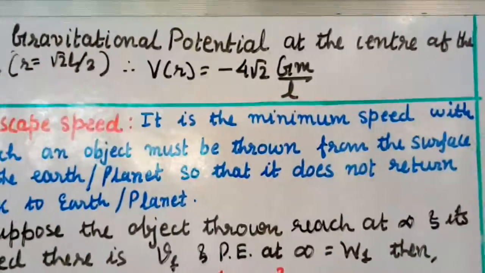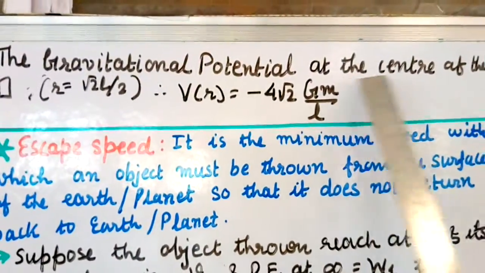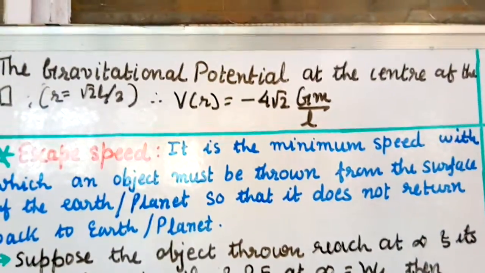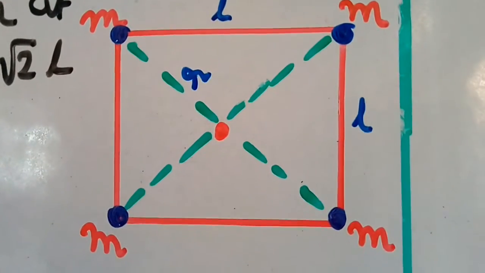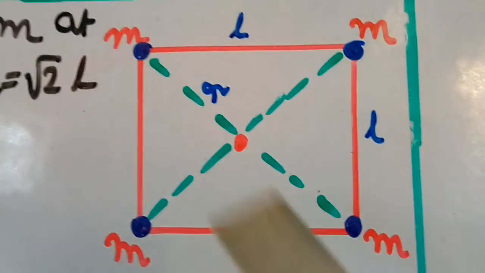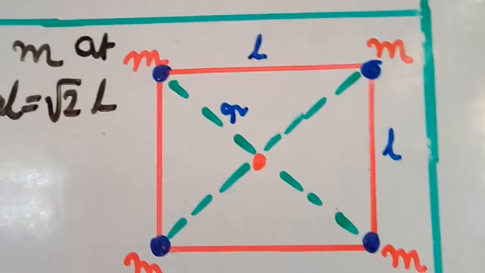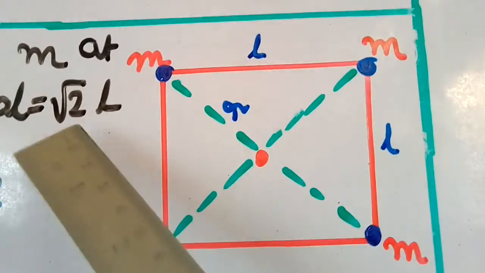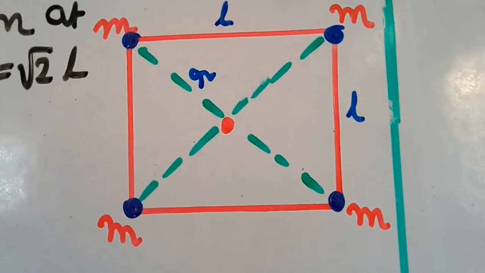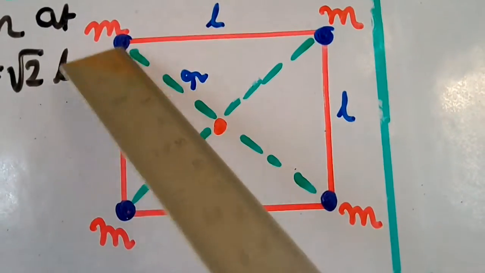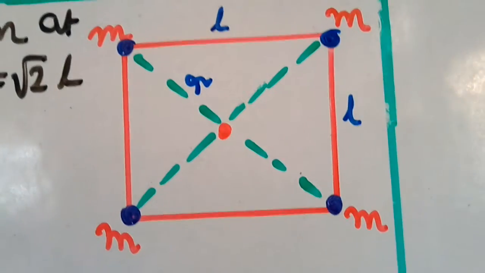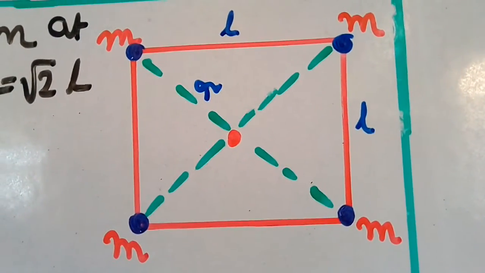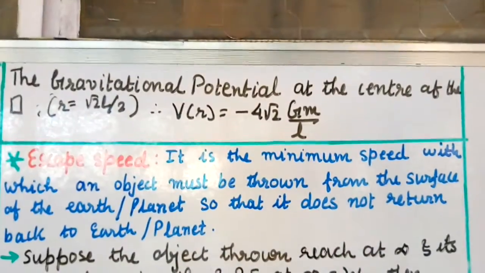In the second part, they have asked us the gravitational potential at the center of the square. So for the center of the square, we already said the length of the diagonal is root 2L, right? So this distance you can take as half of it, half of root 2L, so it will be root 2L by 2. From here to here, or from here to here, that distance is half the diagonal. So I take this distance because I have to find it now at the center.